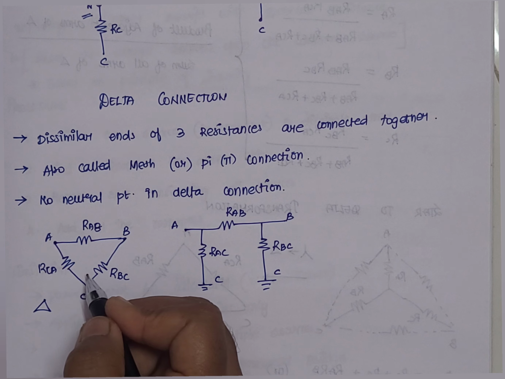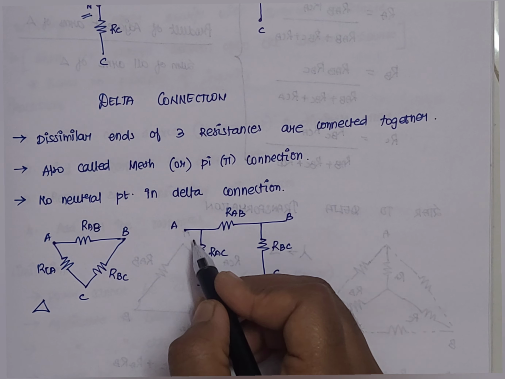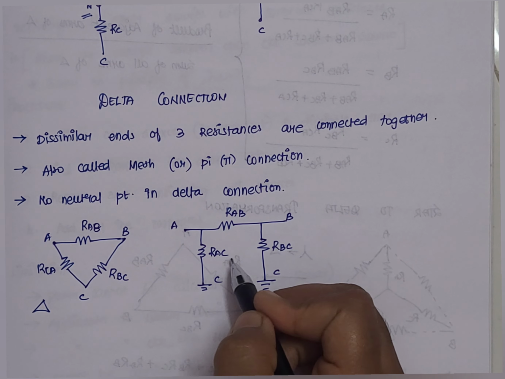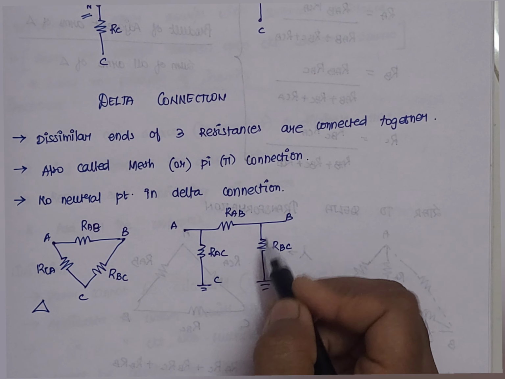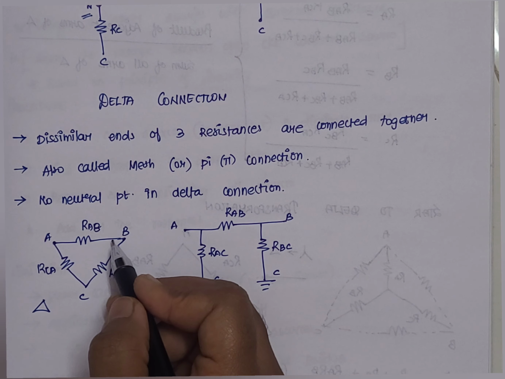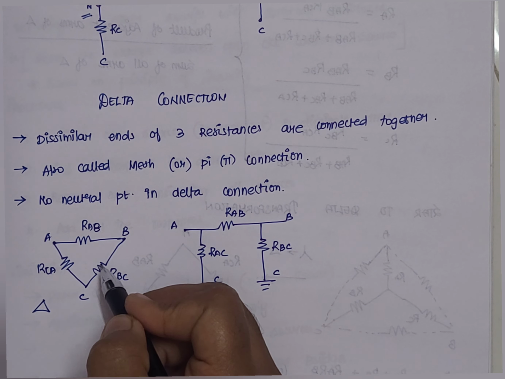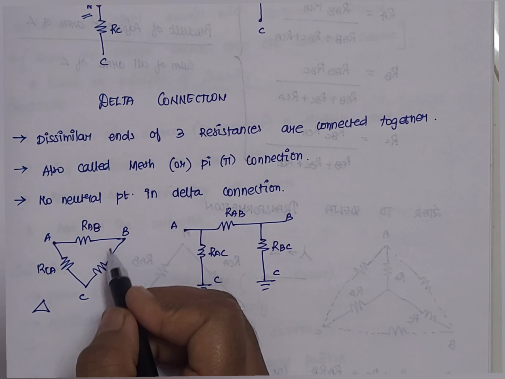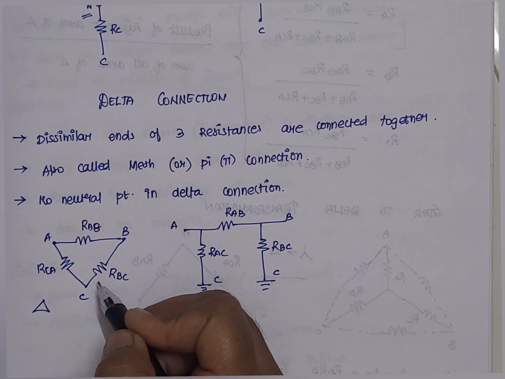That is why it is called a delta connection, since the symbol of delta is this triangle. This is equivalent to this structure, and you can call this connection a pi connection also. Here also we have connected the dissimilar ends and formed a pi structure. That is why it is called a delta connection, a mesh connection or a pi connection. Mesh in the sense we don't have any other loops inside, we just have a single mesh. That is why the connection is named this way. And we don't have any neutral point in the delta connection like we have seen in the star connection.